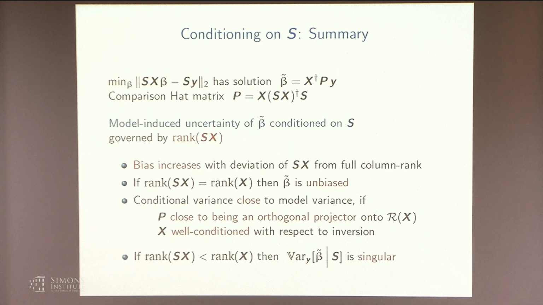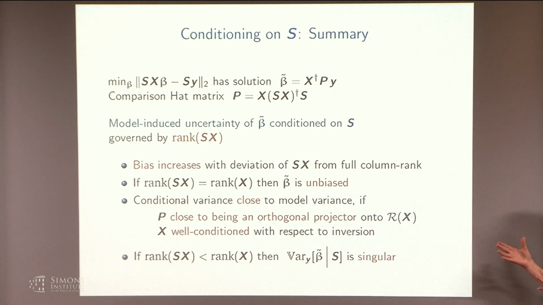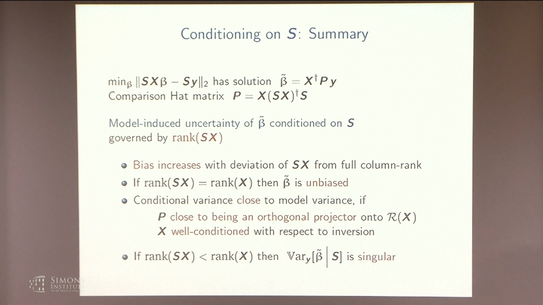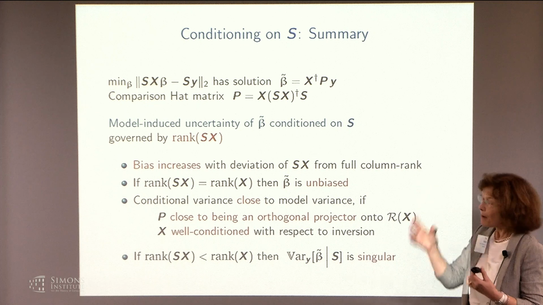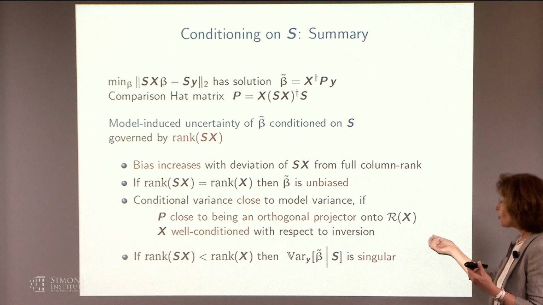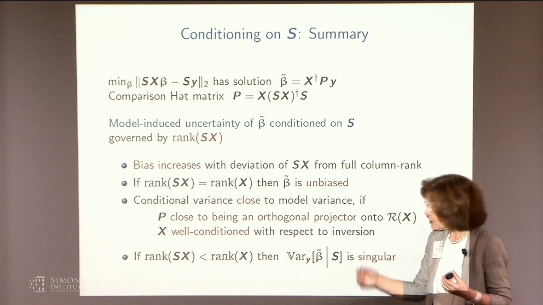Okay, so here's the summary now. We fixed the sketching matrix, and we wanted to see what that does to the biasedness of the solution. Is it still an unbiased estimator or is it not? We saw that if the sketched matrix still has full column rank, the sketched solution is unbiased. If it doesn't, then the bias increases with the amount of rank being lost by the sketched matrix. The conditional variance is close to the model variance if that comparison hat matrix is close to doing its job and reproducing the column space of X, and if X is also well conditioned with respect to left inversion. And if the sketched matrix loses rank, you have a singular variance.